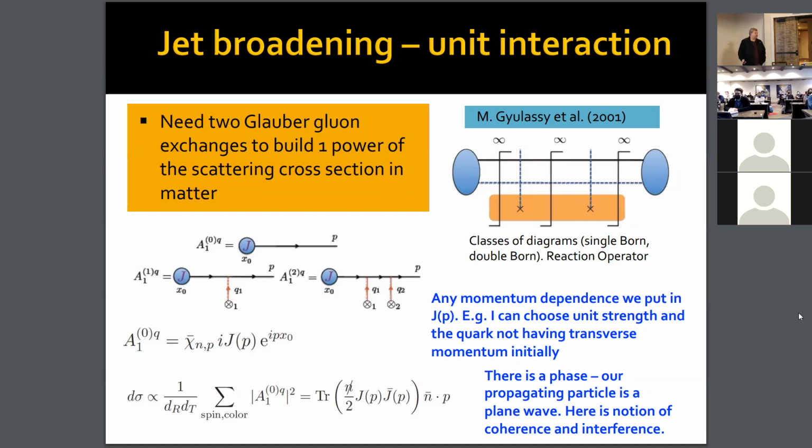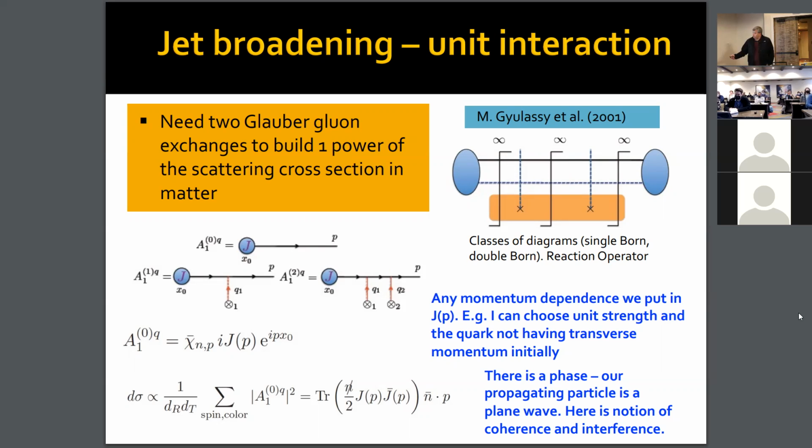Why do we need two Glauber gluon exchanges to build one power? Well, imagine that you have a parton here. Your lowest order cross section is one parton, two partons, and one exchange between them. When you square it, you have two of those propagators. But you can do this by having nothing in the amplitude and the interaction in the complex conjugate amplitude, or vice versa. And this is very important because it conserves unitarity.